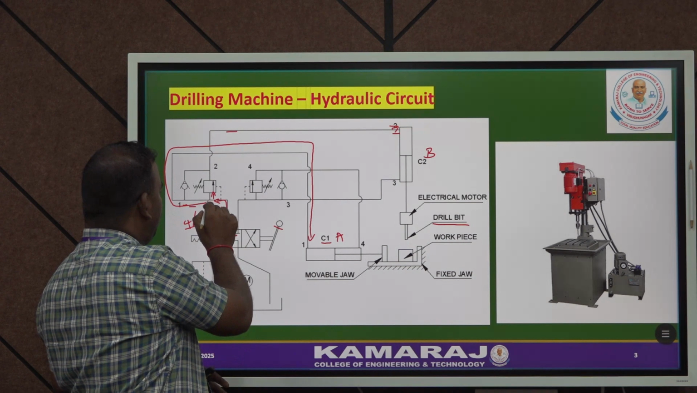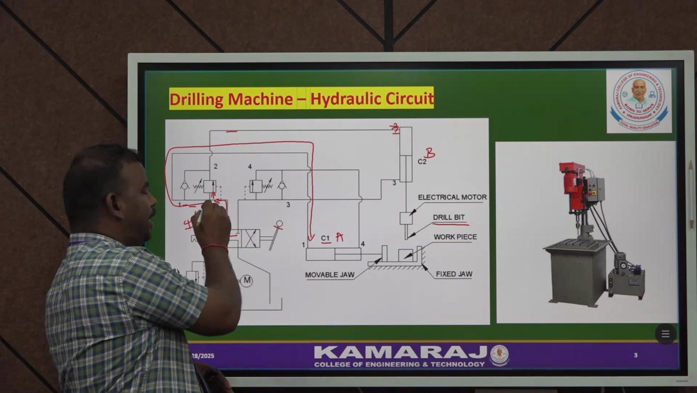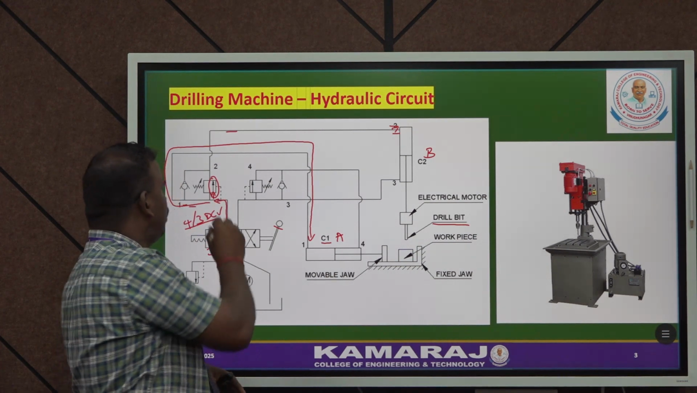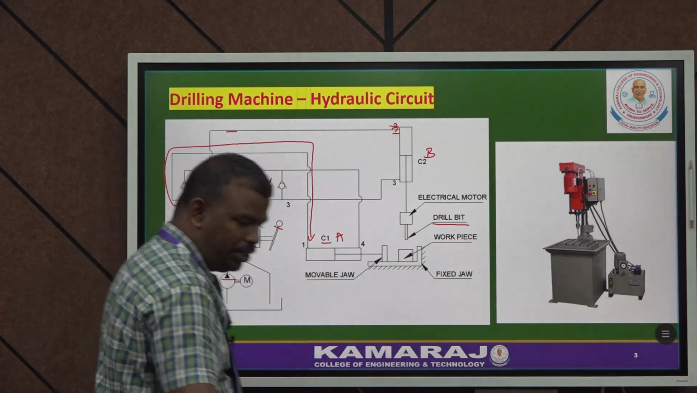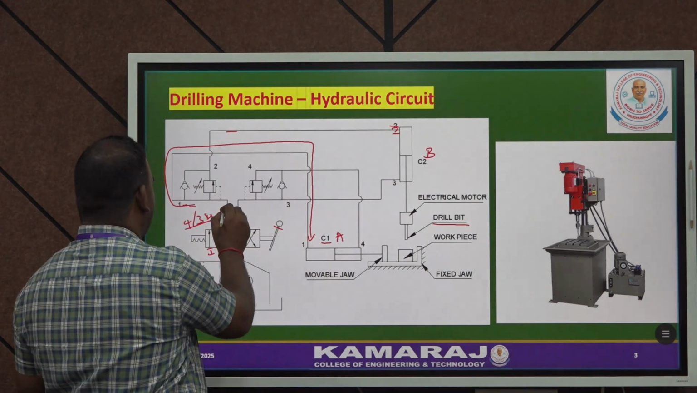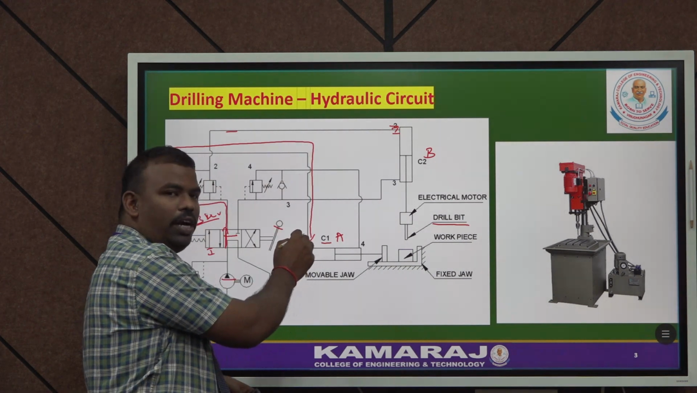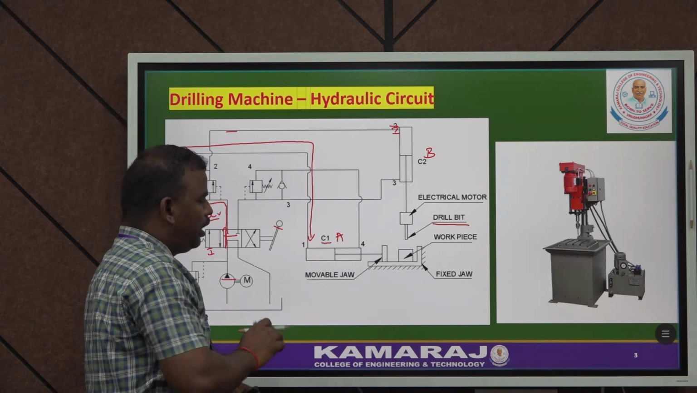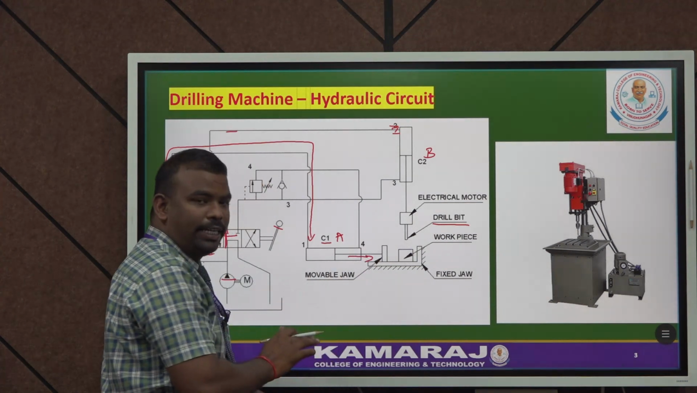The oil tries to flow into the second pressure line, but the valve is in normally closed condition, so the oil does not flow into the second line. So the oil goes directly to the first pressure line and moves to the blind end of cylinder 1. So the rod is extended by this action.